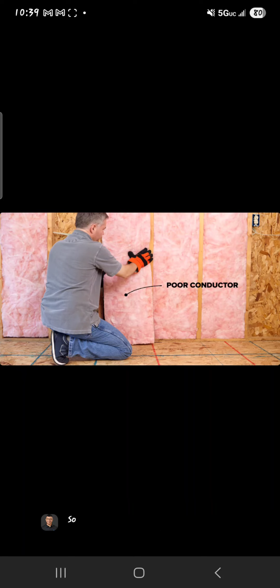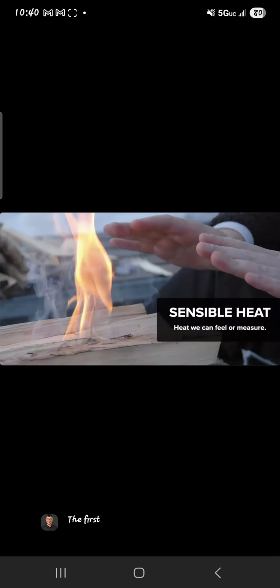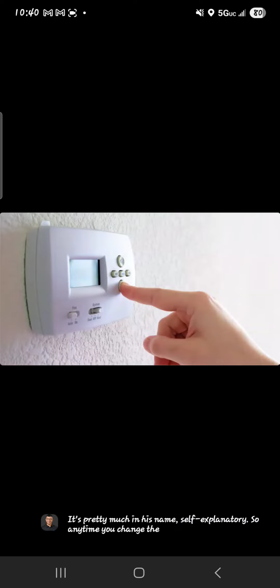So there's two types of heat when we're dealing with HVAC systems. The first one is sensible heat. Sensible heat is heat that we can feel or measure. It's pretty much in its name, self-explanatory. So anytime you change the temperature on a thermostat, it is considered sensible heat because we're able to measure it or feel the difference. And the other type of heat would be latent heat.